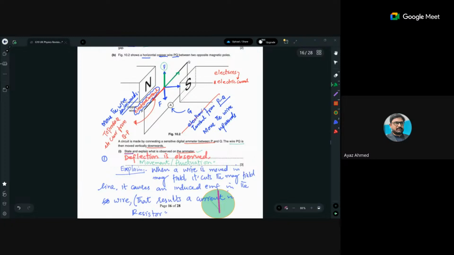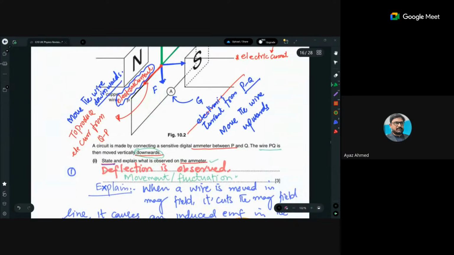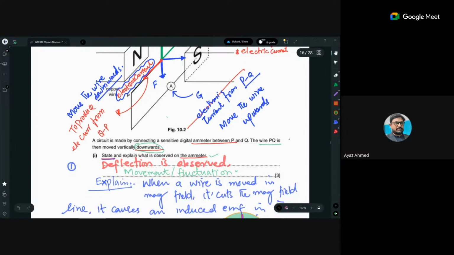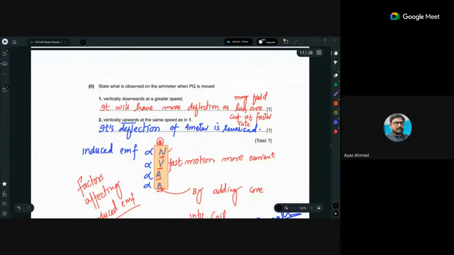Initially the wire was moving downward. So when the wire was moving downward, the deflection was in one direction. So when deflection is in one direction, what did you notice? If you move the wire more quickly, the deflection will be faster. If you move the wire quickly, what will the deflection become? It will become faster. Okay, is it clear?